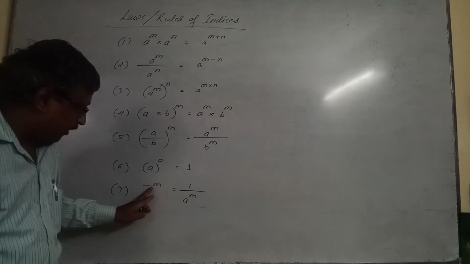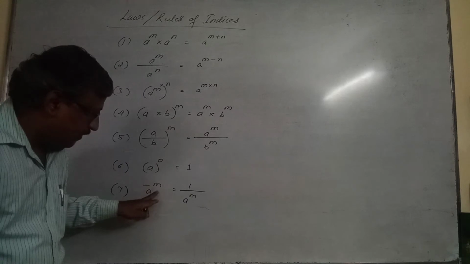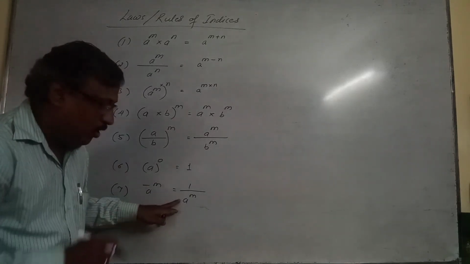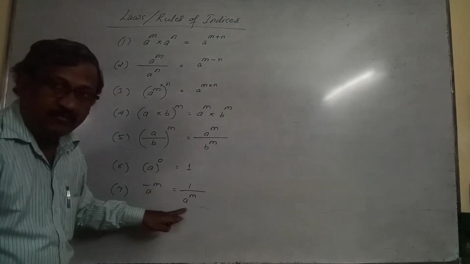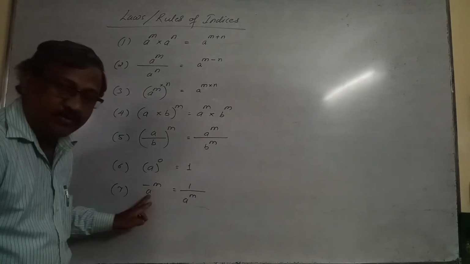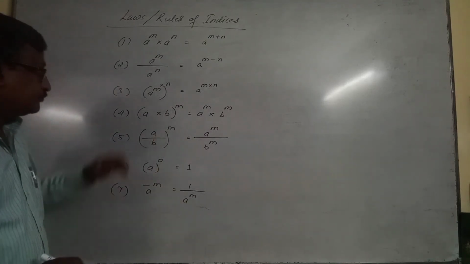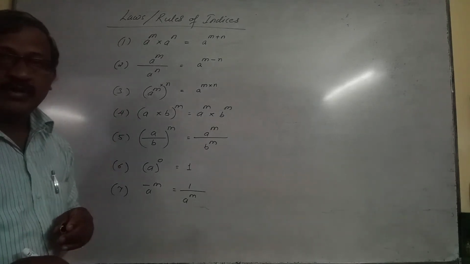So like this, for any index, if it is negative, to convert it into positive we have to write the value in its reciprocal form, and to do that we always divide 1 by the given value. So 1 divided by the given value, a raised to minus n, is written as a raised to plus n. So these are the main 7 fundamental rules of indices.